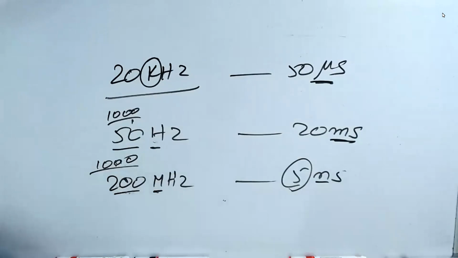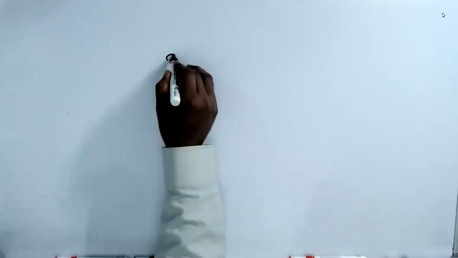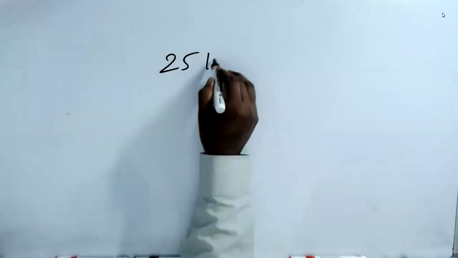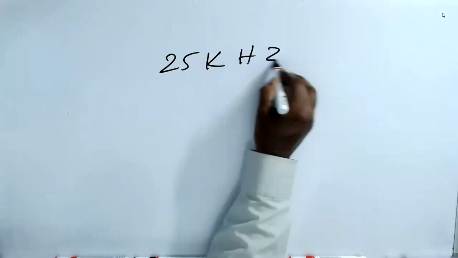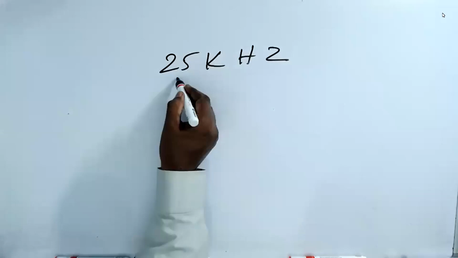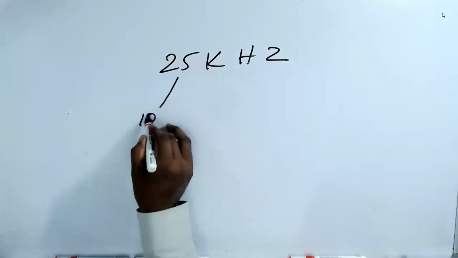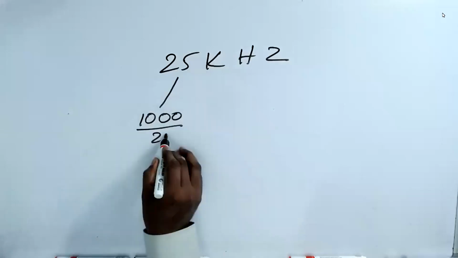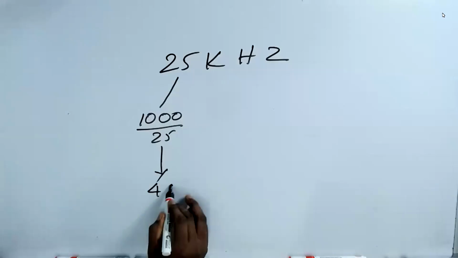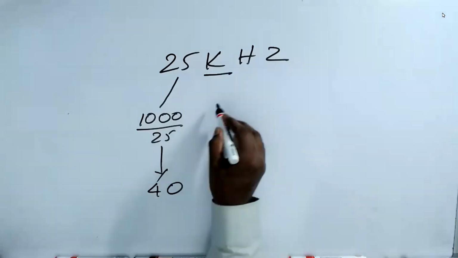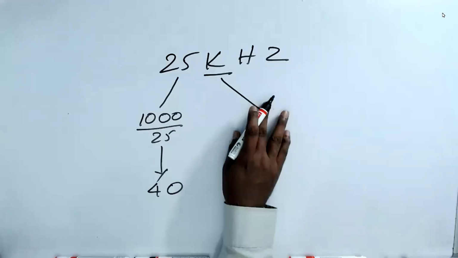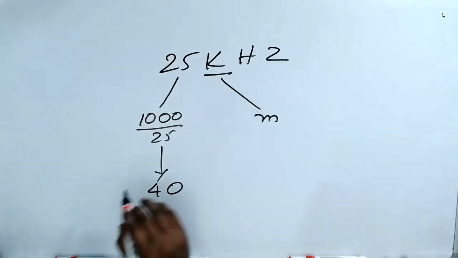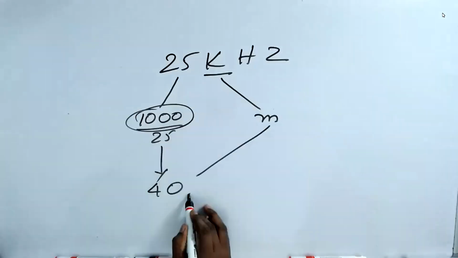Let us say I say 25 kilohertz. Then this 25 has to be converted: 1000 by 25 is 40. Then kilo would become milli, but you add 1000 here, so this becomes micro. That's it. How fast? One second.